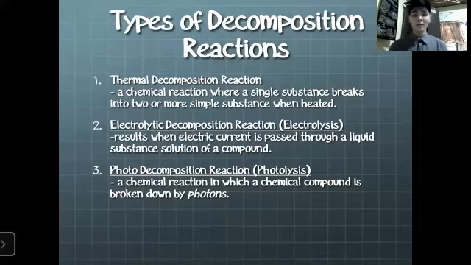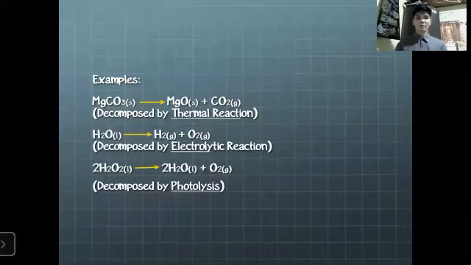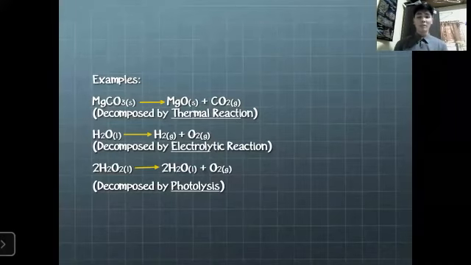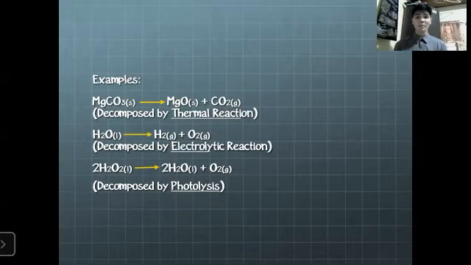Moving on to the examples. Number 1, magnesium carbonate yields magnesium oxide plus carbon dioxide, where it is decomposed by a thermal reaction. It means it is being heated, because when you heat magnesium carbonate, it tends to break and form into two single compounds.